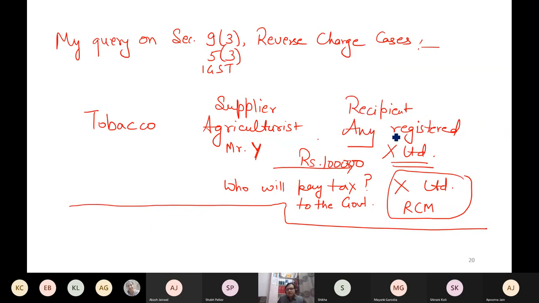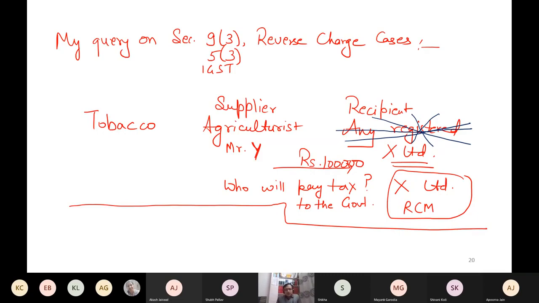For example, the change is that X Limited is not registered. Now, can you tell me what will happen? In this example, if I say that tobacco is supplied by Mr. Y, who is an agriculturist, to X Limited, which is not registered, then what will happen?